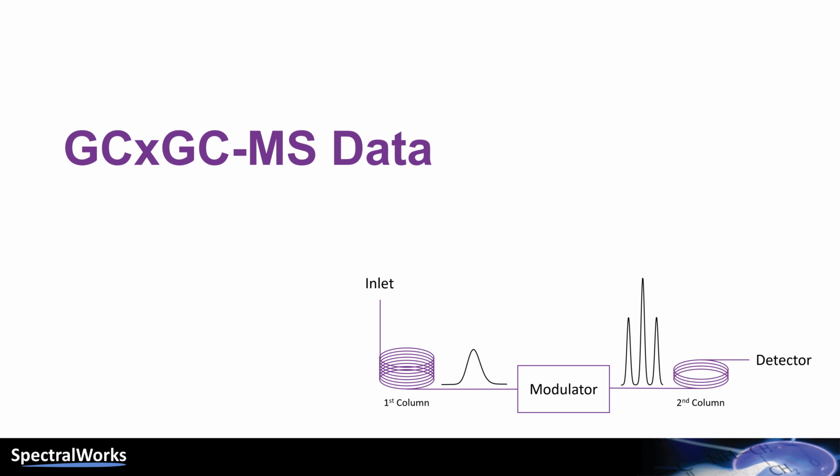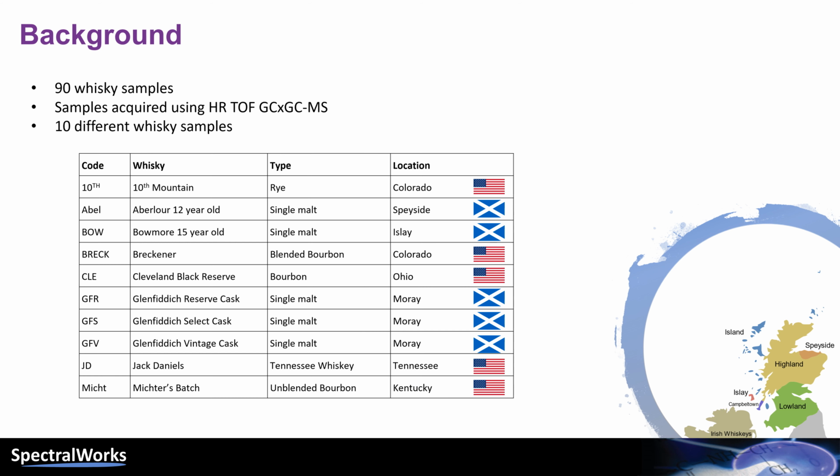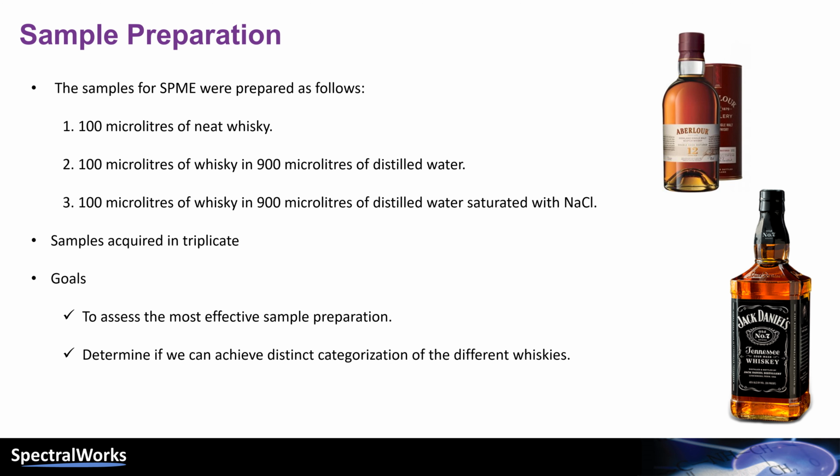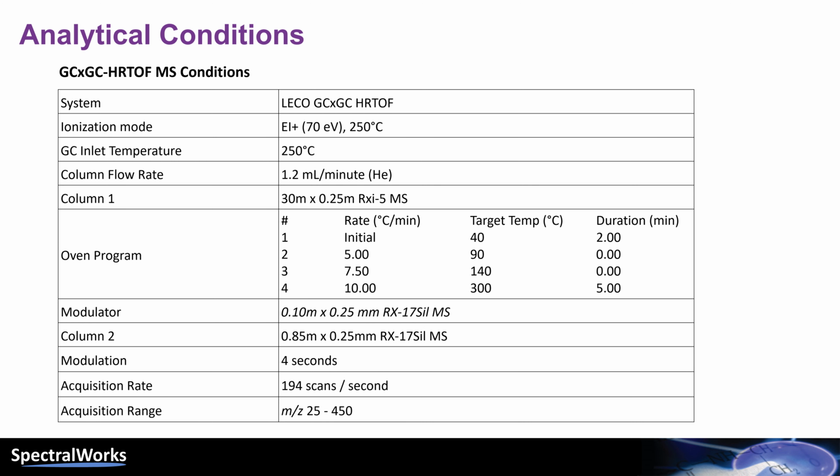We can look at how GCxGC-MS or two-dimensional LC-MS can be processed in AnalyzerPro XD. In this example, Scottish and American whiskies were analysed to see if it is possible to objectively differentiate the different whisky brands. 10 different whisky samples were acquired using time-of-flight GCxGC-MS. 3 different sample preparation methods using solid-phase microextraction fibres were used to assess which method was most able to differentiate the whiskies. Samples were run in triplicate. The key point is that the data was acquired on a fast-acquiring time-of-flight mass spectrometer, which is important to achieve an adequate number of samples across the very narrow chromatographic peaks.